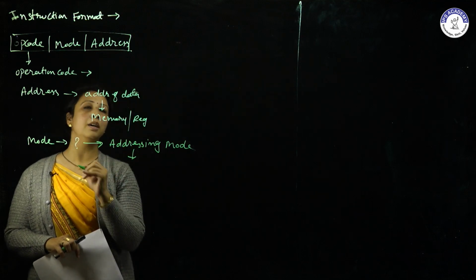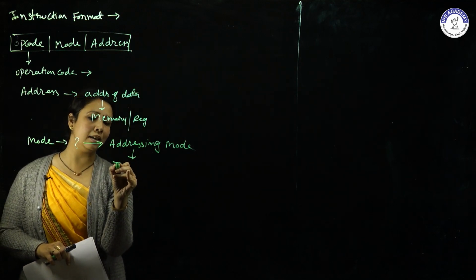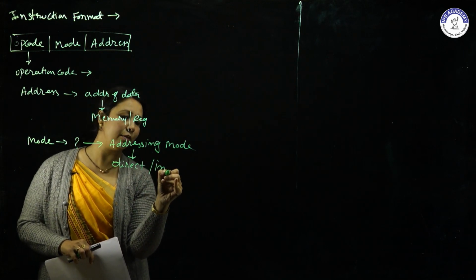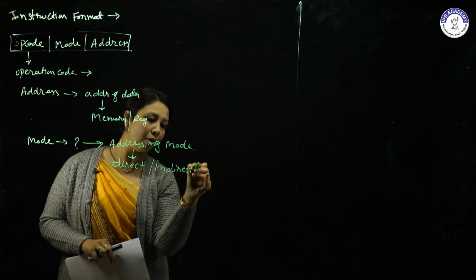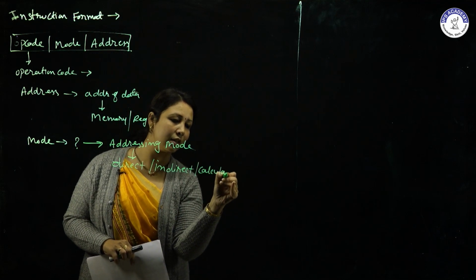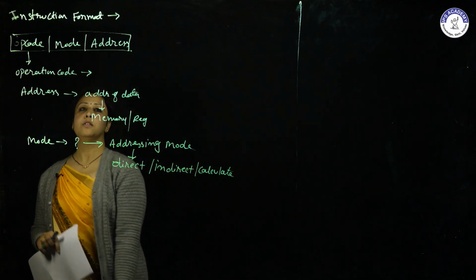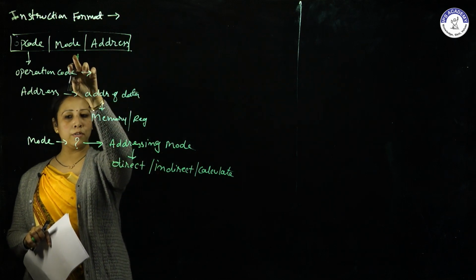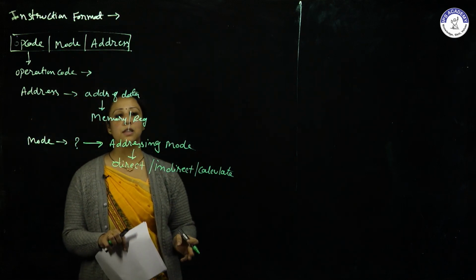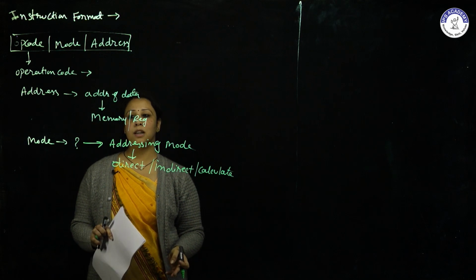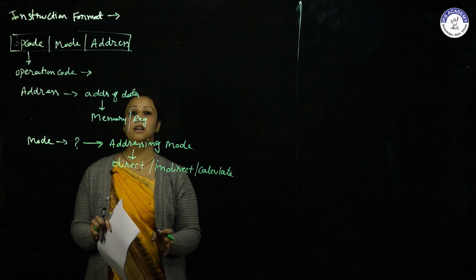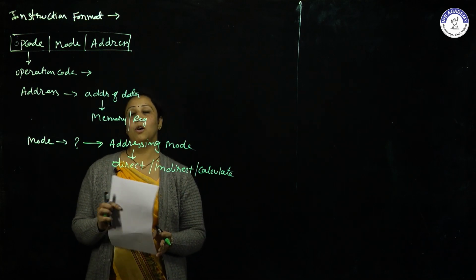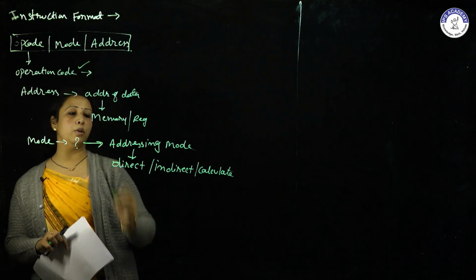Either we have to interpret that address as direct or indirect, or we have to calculate that address. So how we will interpret that address field is given in the mode field, and modes are of different types. So addressing mode is basically how we will interpret that address field so that we can reach the actual data on which we have to perform the operation code.